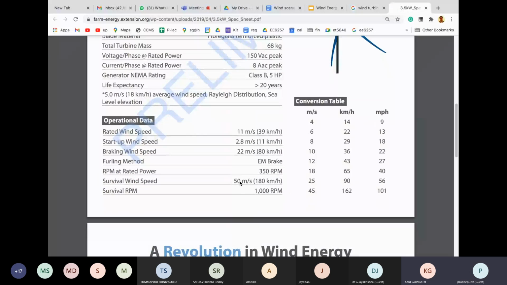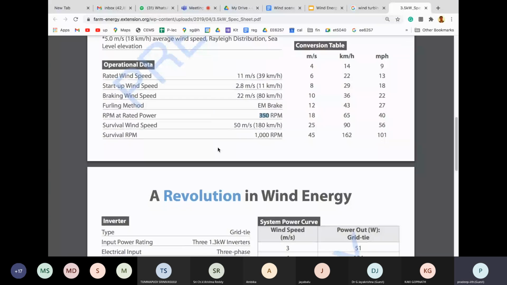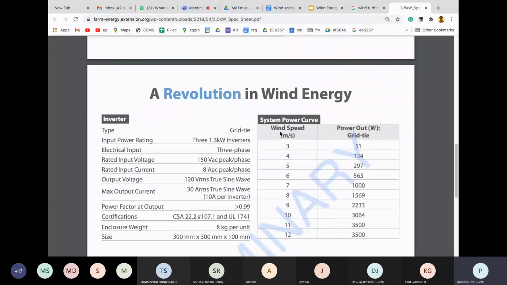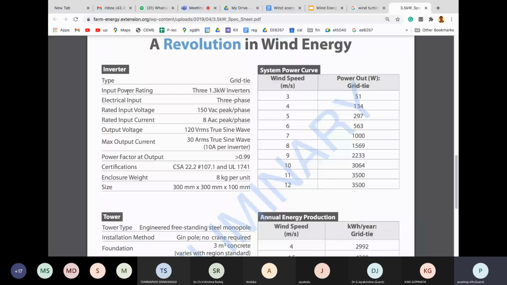So you can see some of the things, and here you can see the rated wind speed in meters per second. Braking wind speed is 22. Braking means more than 22 it cannot withstand, so it has to be stopped. RPM at rated power is 350 RPM. So it rotates very fast because it's just low kilowatt, 3.5 kilowatt. And survival wind speed and survival RPM. Next, the inverter also they have mentioned, because I think they have an inverter to convert the output to AC.